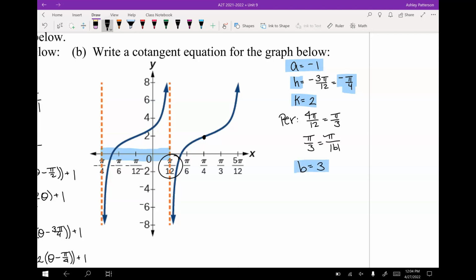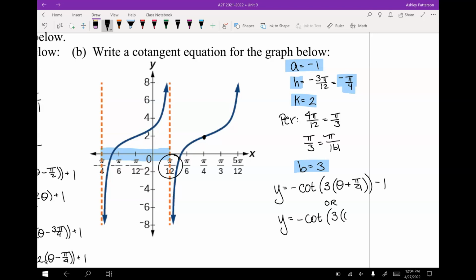All right, we have all the information we need, everyone, so let's go ahead and put it in. Y is equal to negative cotangent. B is 3. I need a separate parenthesis set here. We get theta plus pi over 4 minus 1.